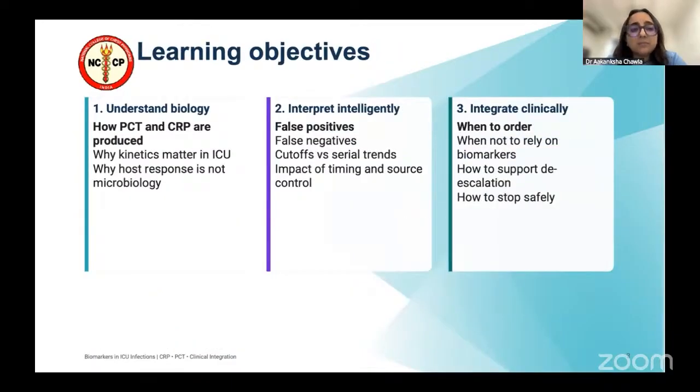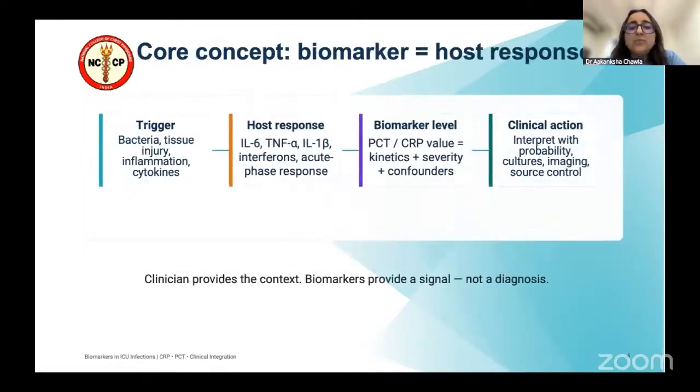So we will understand how procalcitonin and CRP are produced, how to interpret false positives, false negatives, and how to correlate these clinically. Now, remember that a biomarker is a host inflammatory response. It is not a diagnosis. It gives you a signal.